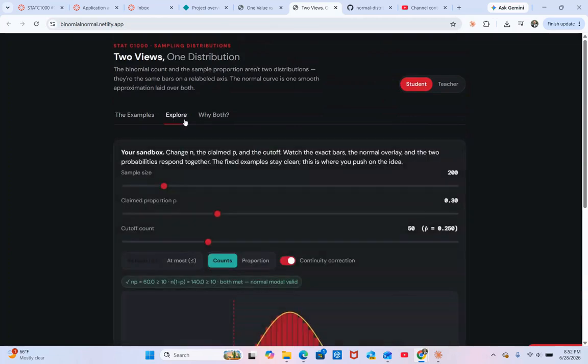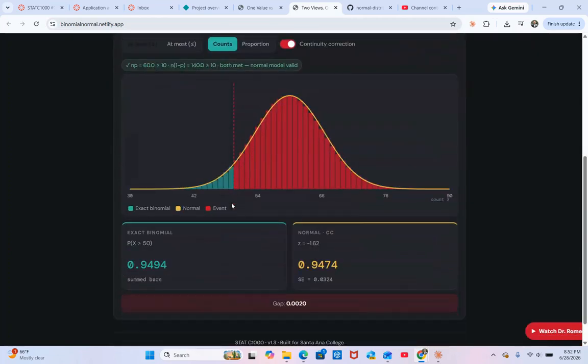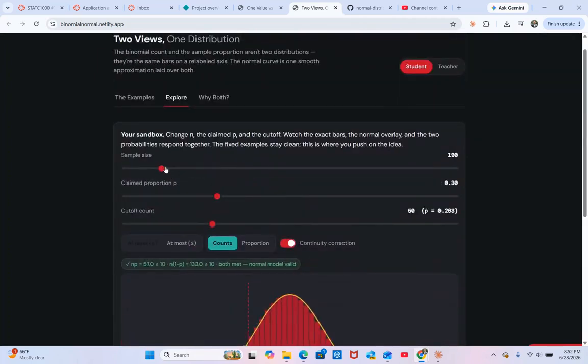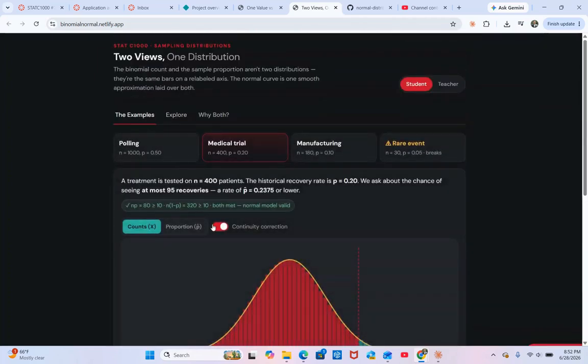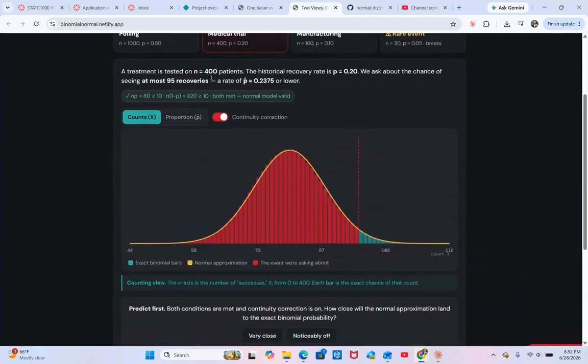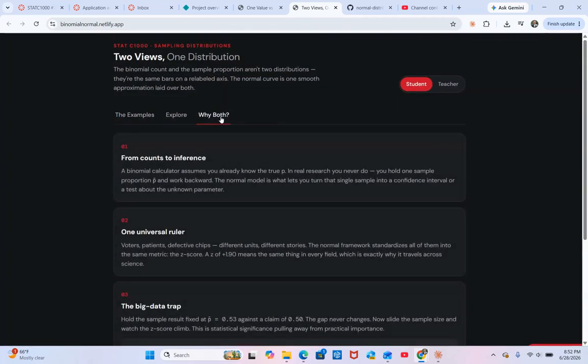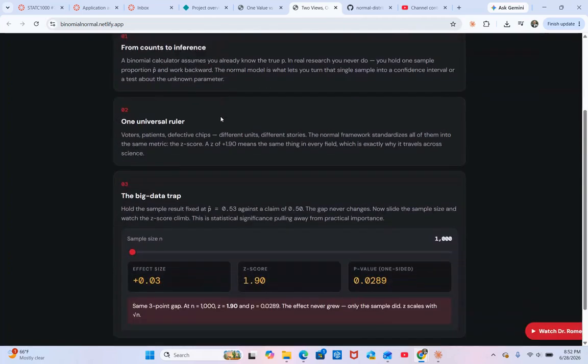Think about it. You can explore a little bit here. You could see different scenarios. What happens when you change sample size? What happens to the probabilities within the scenario? Or again, a better explanation of why we have both. Why do we need both?